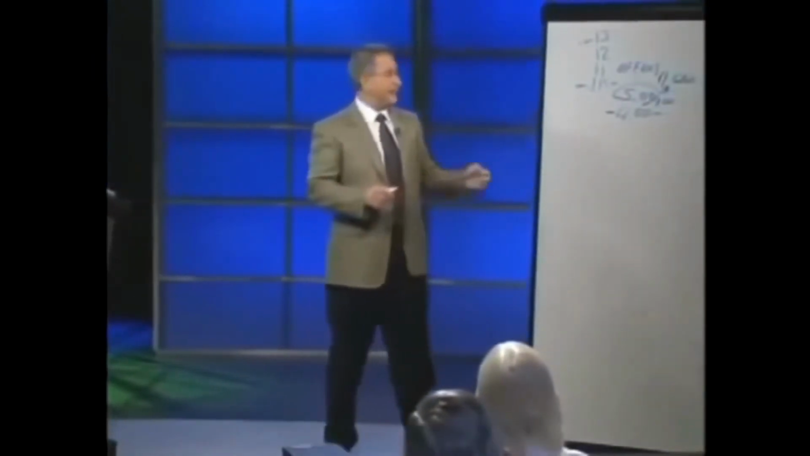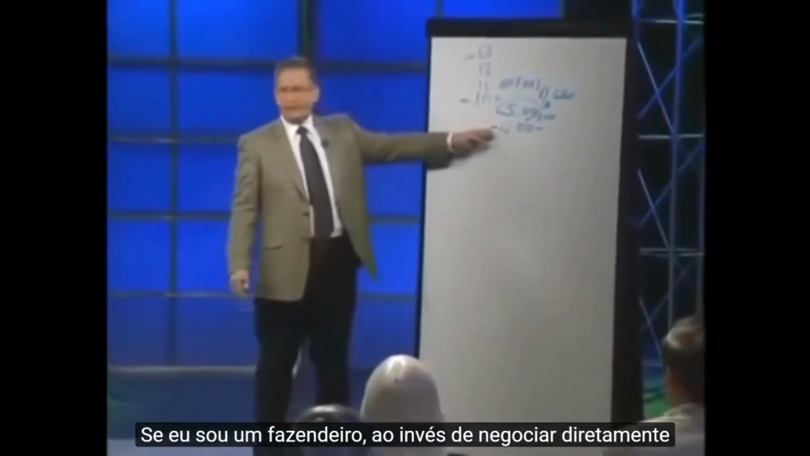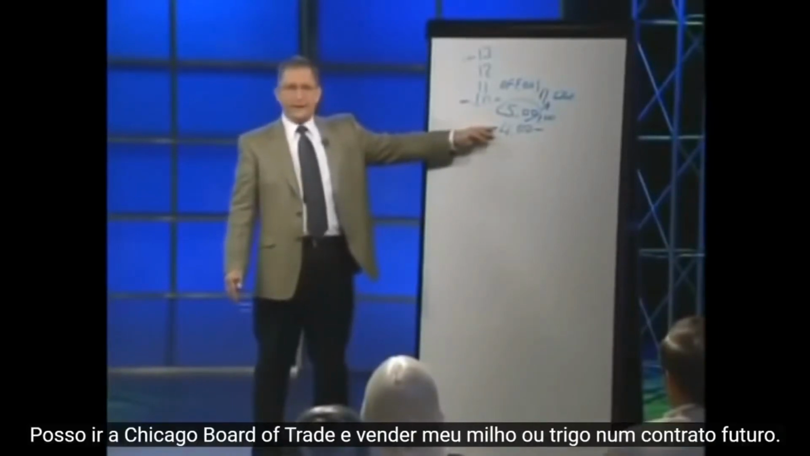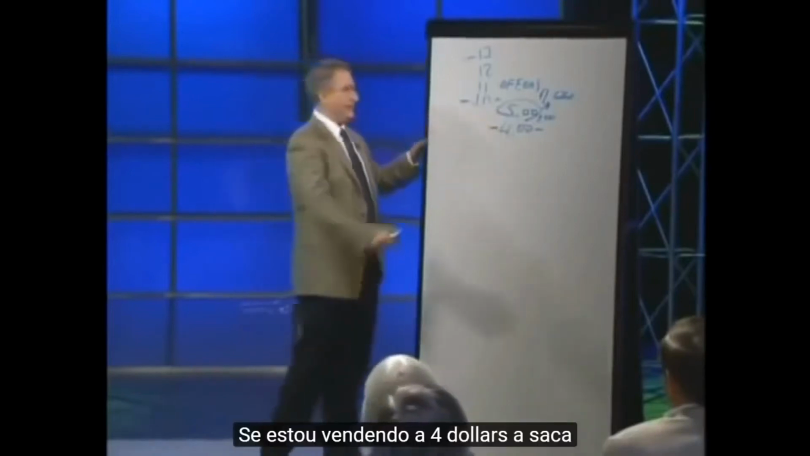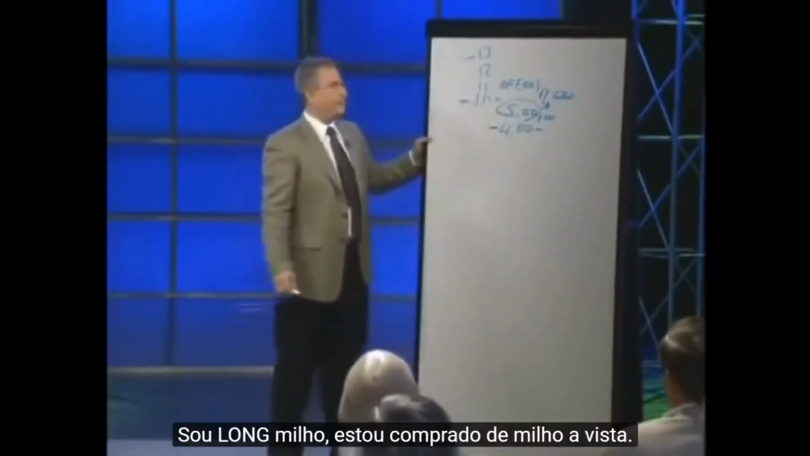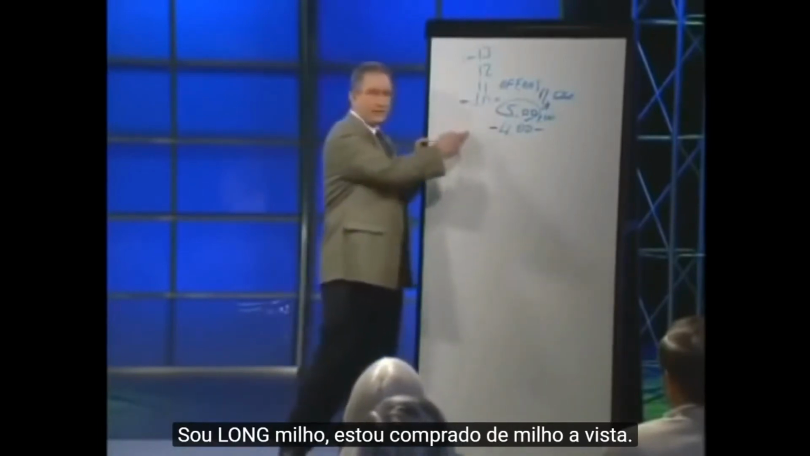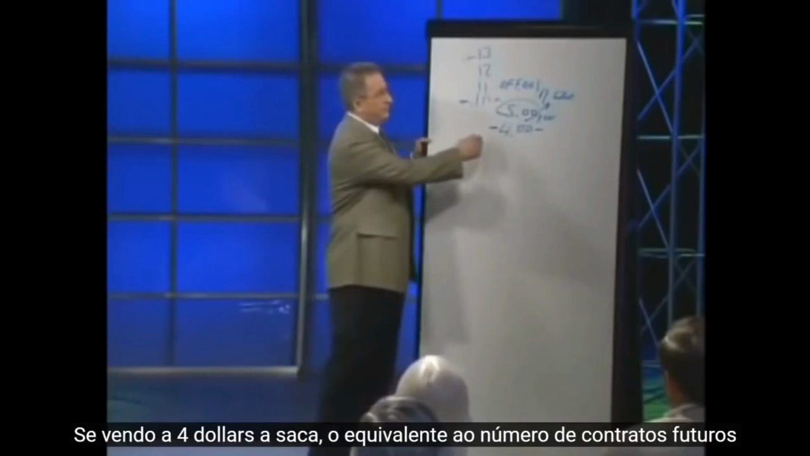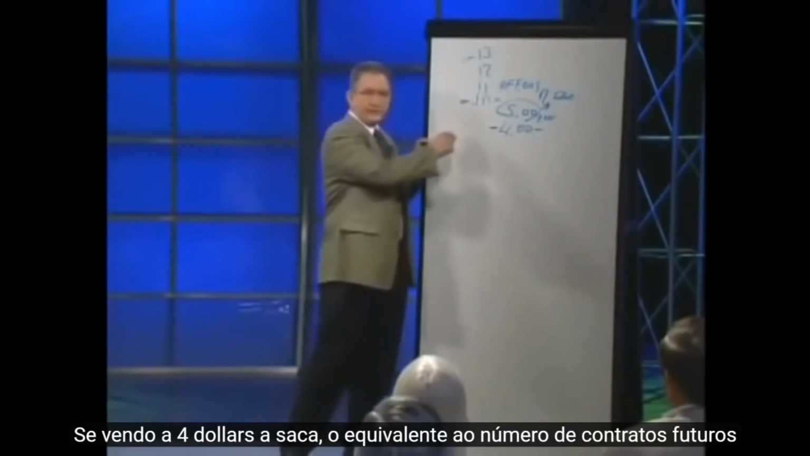So if I'm a farmer, instead of having to make the transaction directly with someone who manufactures bread, I could go to the Chicago Board of Trade and sell my corn or wheat with a futures contract. If I'm selling it at $4 a bushel, that means I'm long corn. This is where the long and the short comes from. I am long cash, I'm long corn, because I've got a crop in the ground. And so if I sell it at $4 a bushel on a futures contract, I take the equivalent number of futures contracts.